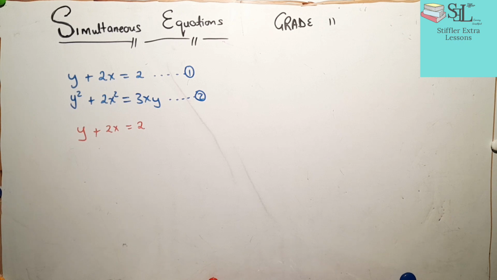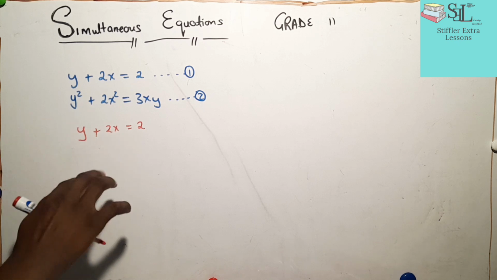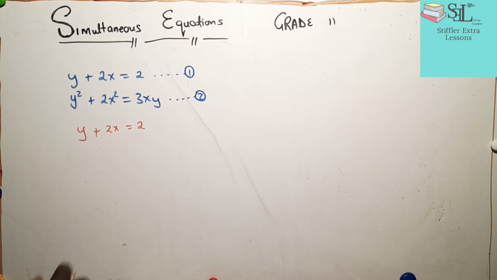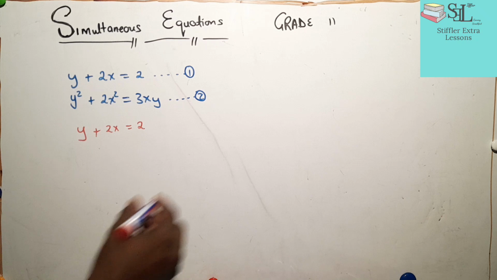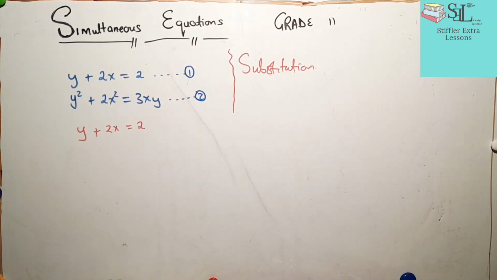After picking an equation that is simple, you might also want to pick a variable that is simple. Between this y and this x, you can see that the y one is simple. So we can take 2x to the other side. We are trying to make y the subject of the formula. This is the simplest way to solve simultaneous equations, and it is called solving by substitution. So we are going to solve by substitution.